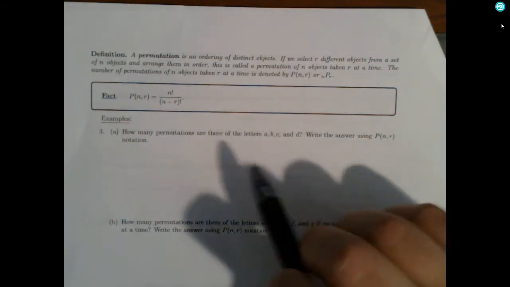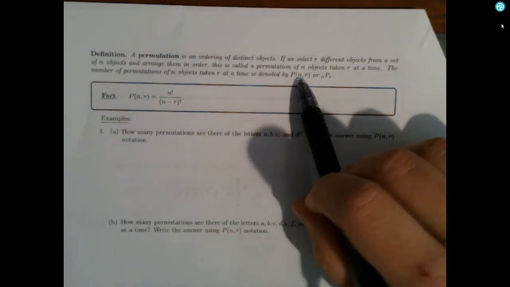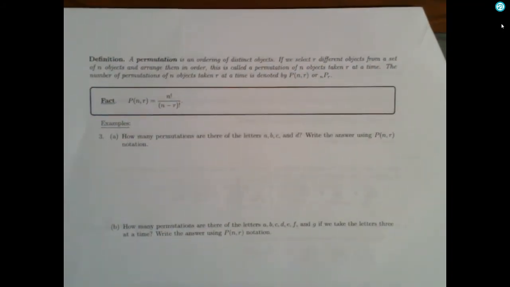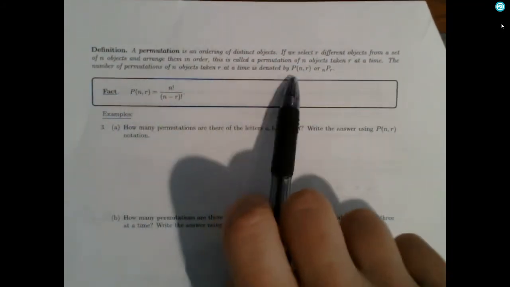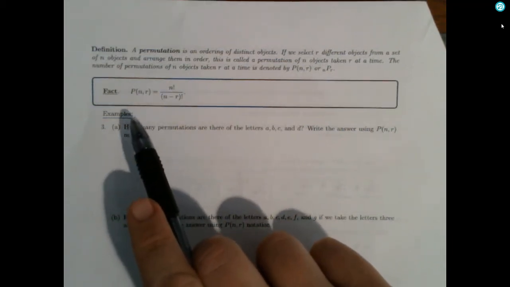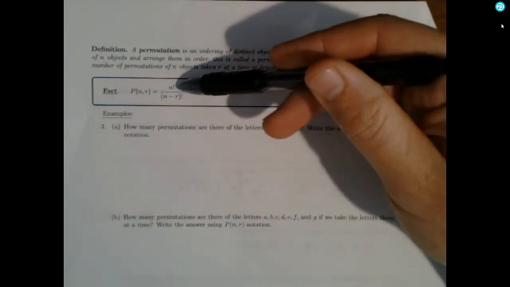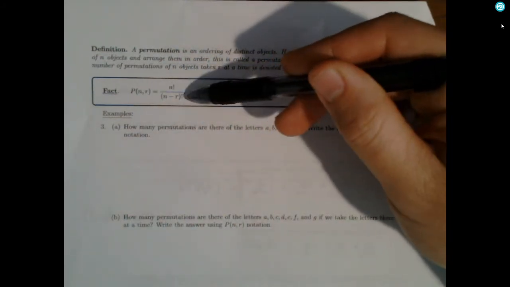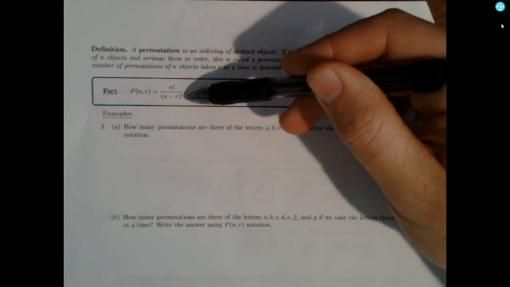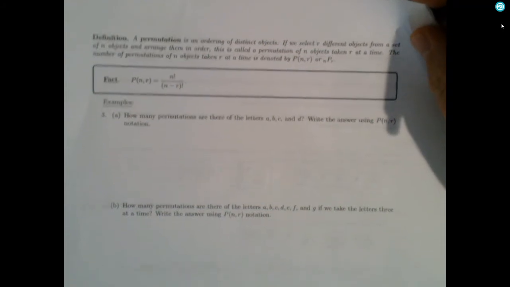A lot of calculators have a permutation button on them. Sometimes they look like this, and sometimes they look like that. But anyway, here's how you count the number of permutations. It turns out the number of permutations of n objects taken r at a time is n factorial divided by n minus r factorial. Let me run you through a few examples using that formula.